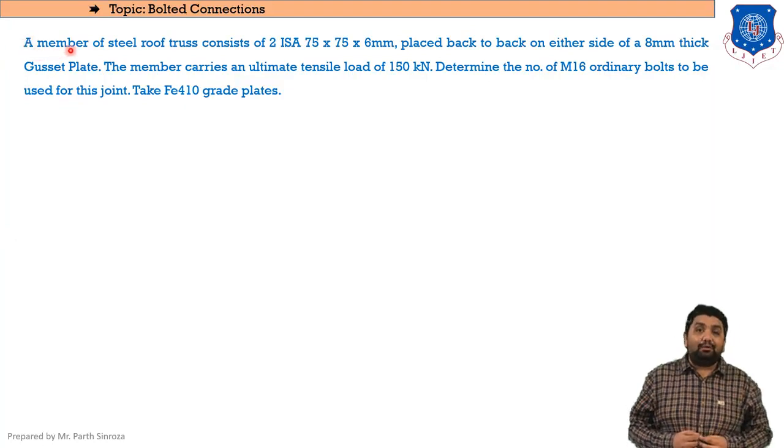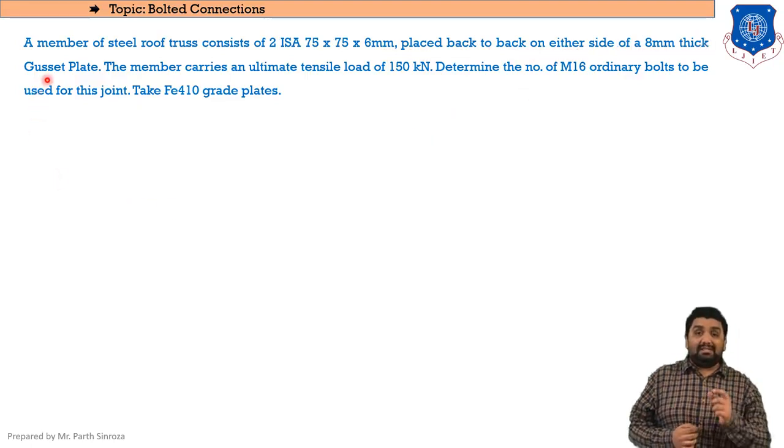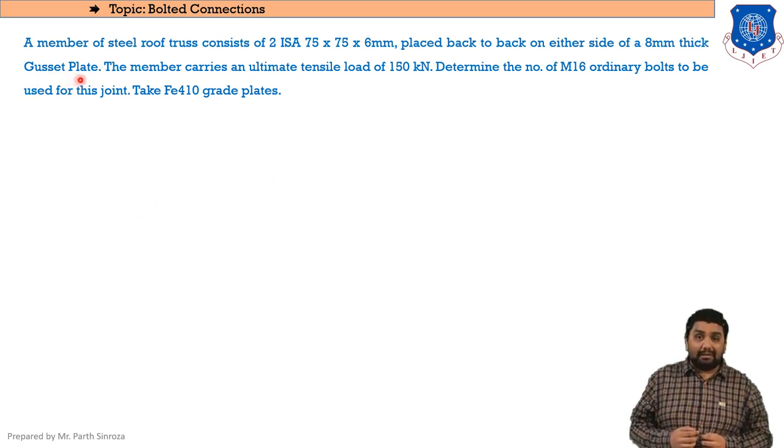So moving on to the sum, the question here is, a member of steel roof truss consists of two ISA, that is Indian Standard Angle, 75 cross 75 cross 6 mm. This is an equal angle as the dimensions are given similar. It is placed back to back on either side of an 8 mm thick gusset plate. Now keep in mind this GP, that is gusset plate, we will be discussing furthermore in the next chapters and next semesters too.